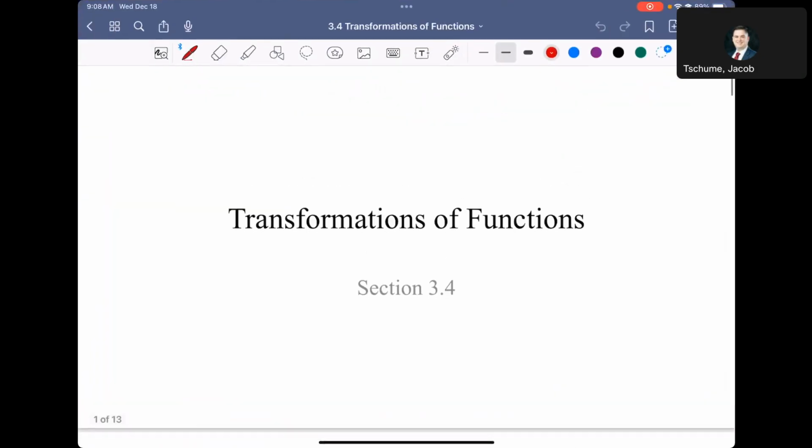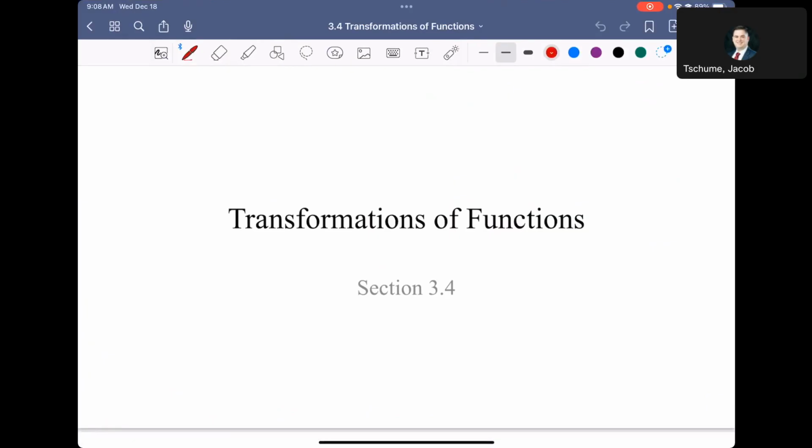All right, so in this video, we are going to be covering section 3.4. We're going to talk about transformations of functions. So this section, while it does have a few more slides than most of my other videos, are pretty quick problems and a pretty easy concept to pick up on.